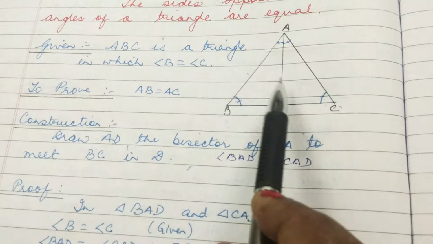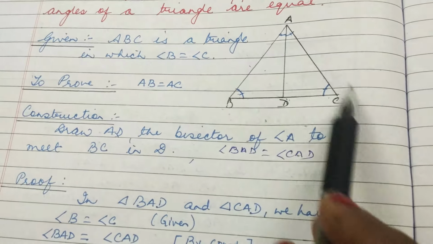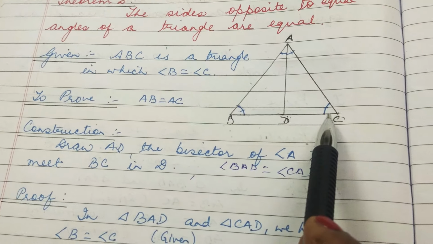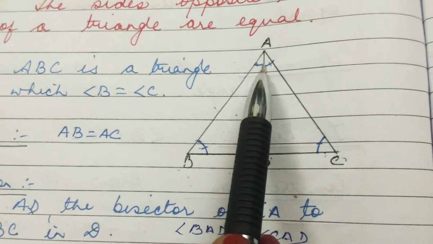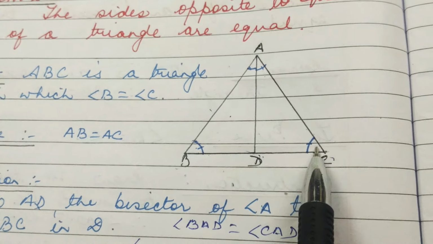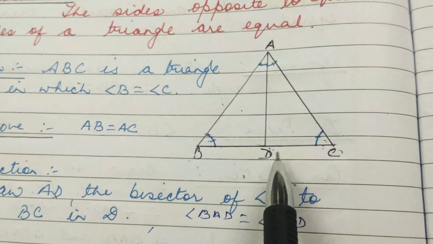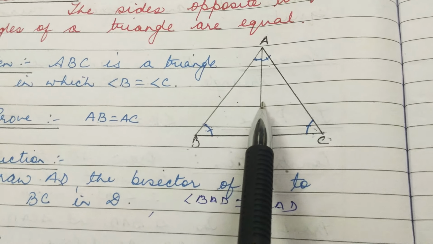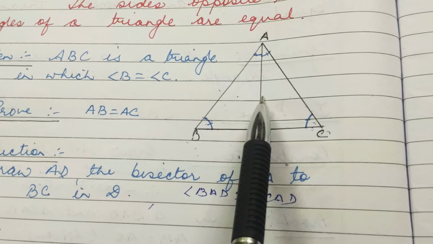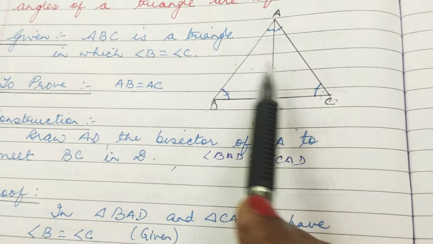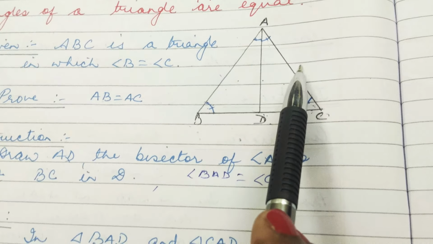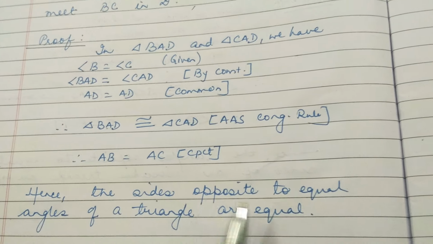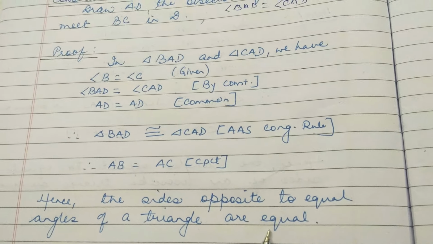Now for proving, we have again taken these two triangles, triangle BAD and triangle CAD. In these, angle B equals angle C, given. Angle BAD equals angle CAD by construction, and AD equals AD, common. Therefore, the two triangles are congruent by the AAS congruency rule. Since the two triangles are congruent, AB equals AC by CPCT. Hence, the sides opposite to equal angles of a triangle are equal.